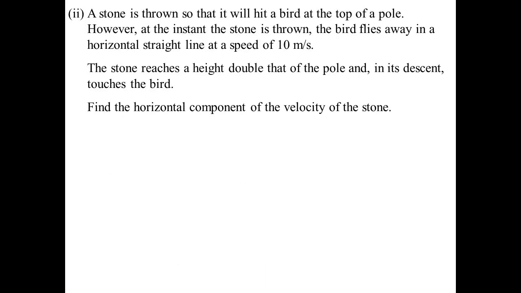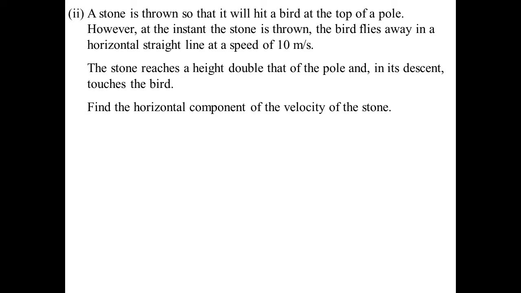I love this question, the bird question. Dumb bird. A stone is thrown so that it's going to hit a bird sitting at the top of a pole. But the bird sees that you're throwing a stone at it and decides to fly away. It flies away in a horizontal straight line at a speed of 10 meters per second. The stone reaches a height double that of the pole, and in its descent, it still hits the bird anyway. Dumb bird. Should have flown towards me, not away from me.